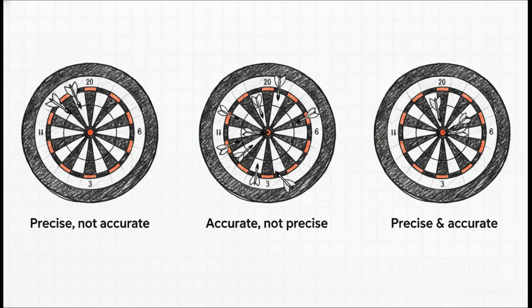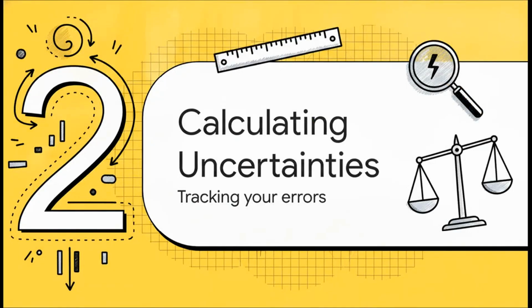Conversely, if your darts are scattered all over the board but kind of average out to the center, you've got high random error. The ultimate goal for us physicists? Hit that tight cluster dead center. True precision, true accuracy.